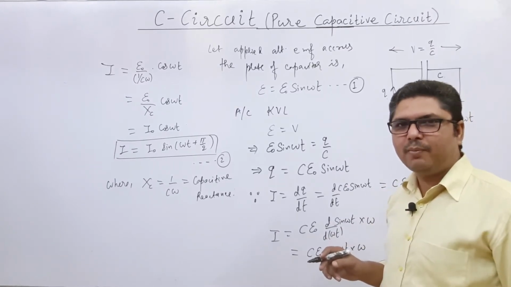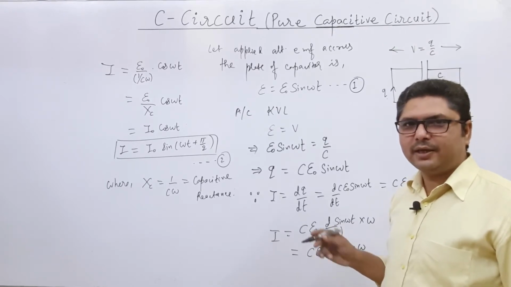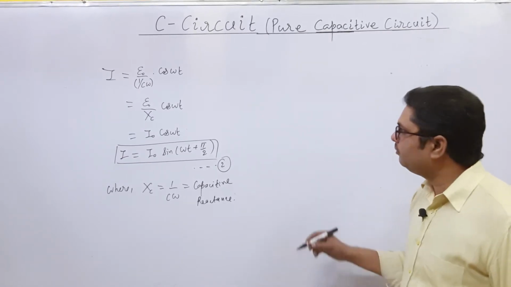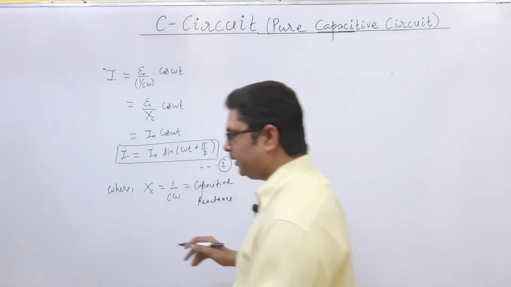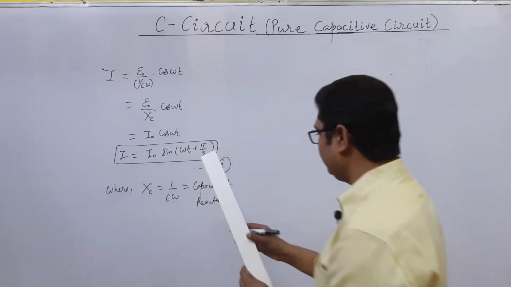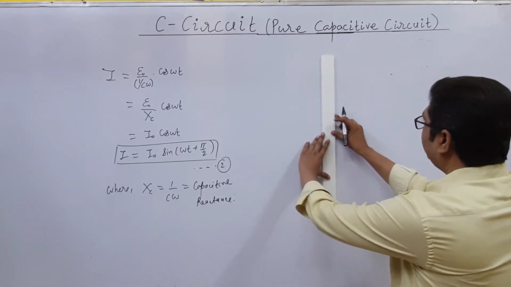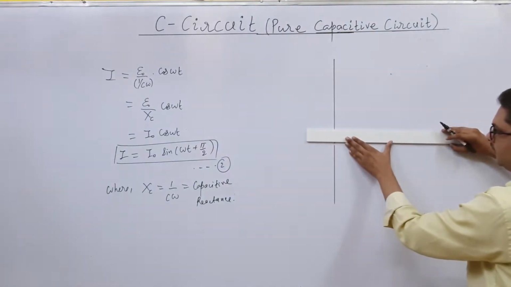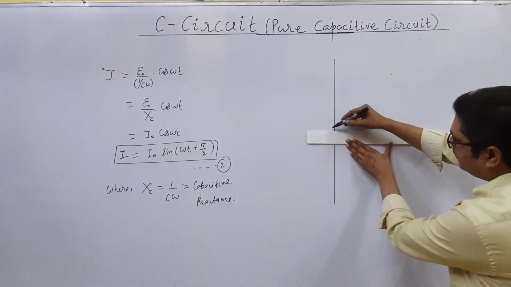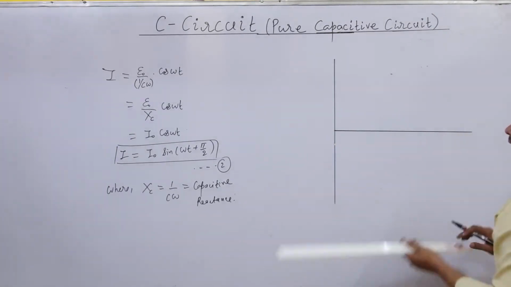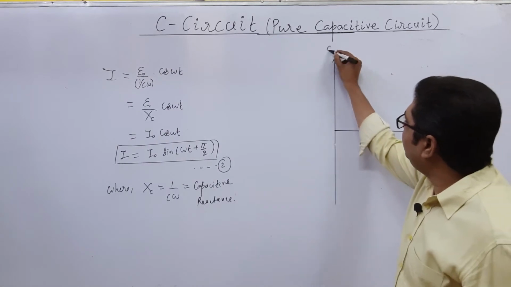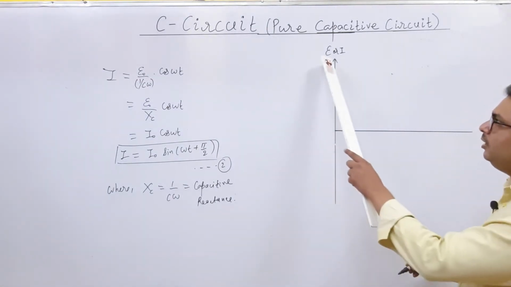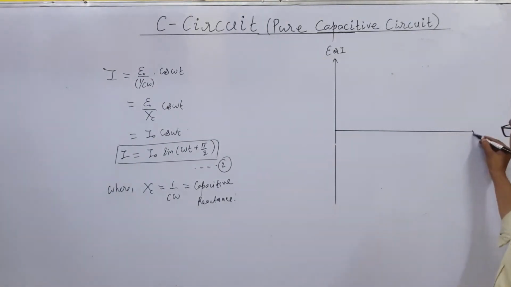Let us see the time diagram and phasor diagram of the capacitive circuit. Let us draw the timing diagram of the C circuit. For this, we will take axes here. This is the y axis, and let us take the x axis this side. This is the x axis, and here this indicates E or I. This means that E or I both will be indicated by the y axis. Now this side indicates omega t.